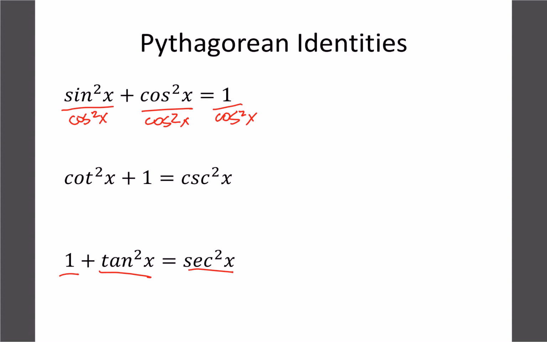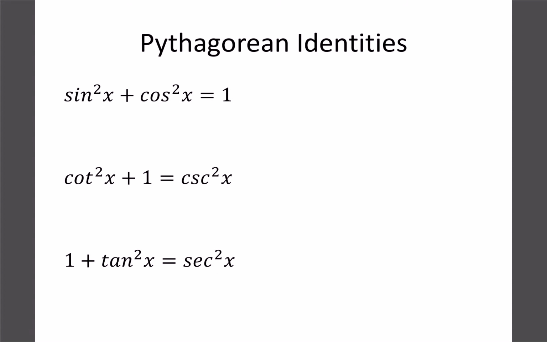And we could basically do the exact same thing again, where we take the original and divide by sine squared. So if we divide by sine squared this time, sine squared divided by sine squared is 1, cos squared divided by sine squared is cotan squared, and 1 divided by sine squared is cosecant squared. So all three of these identities are really the same thing, just different ways of writing them.